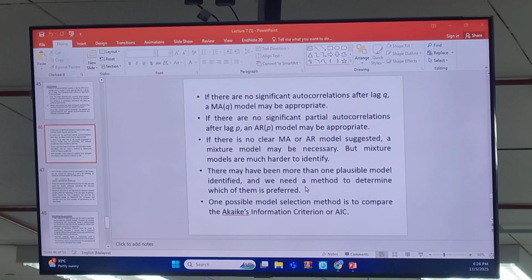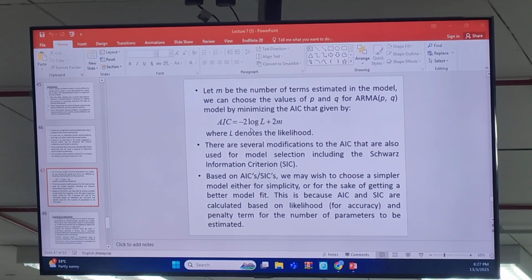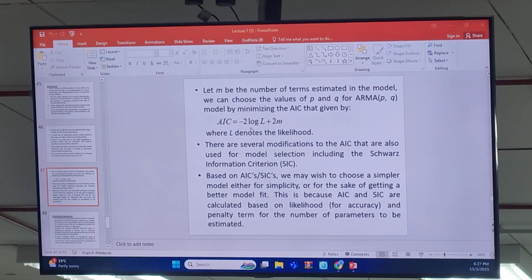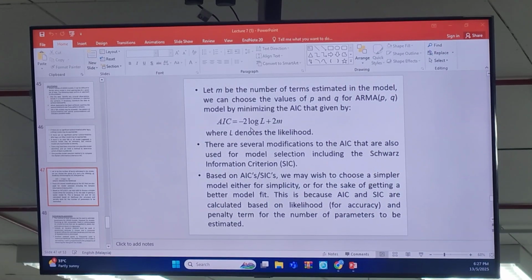So there may have been more than one possible model identified, and we need a method to determine which of them is preferred. One possible model selection method is to compare the AIC, Akaike information criterion. This is just one variant of the AIC, but not all software use the same formula to calculate it. Okay, you estimate a model using EViews, and then you estimate the same model using R, then you get a different value of AIC because R and EViews use different versions of the formula to calculate.